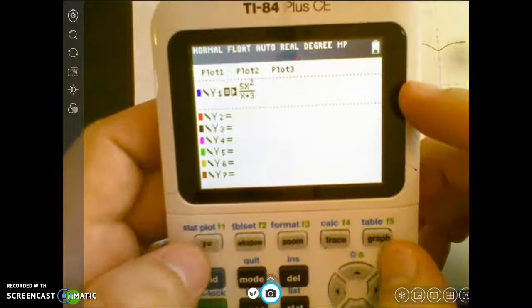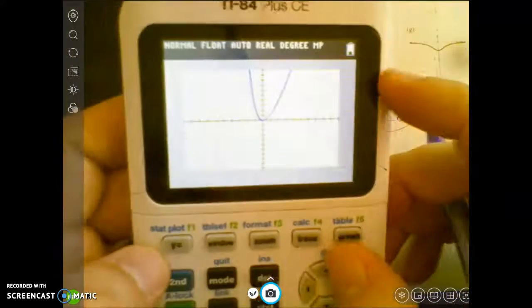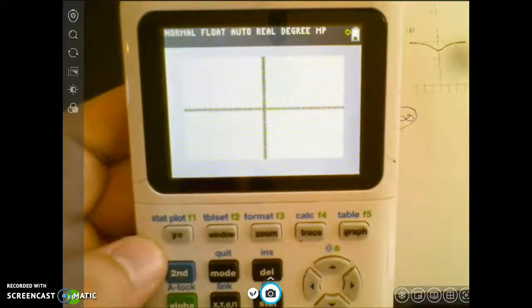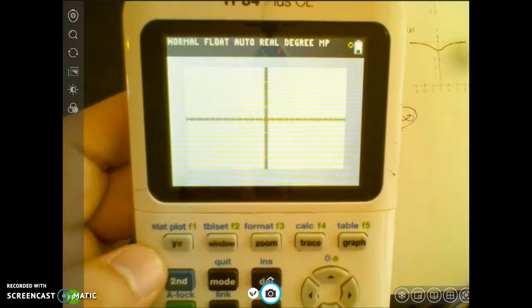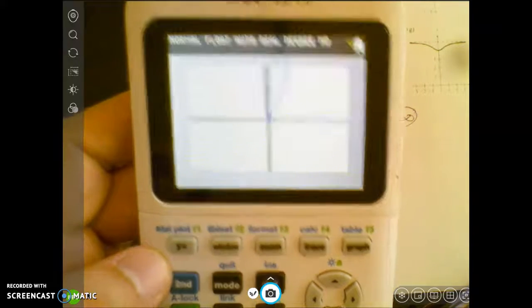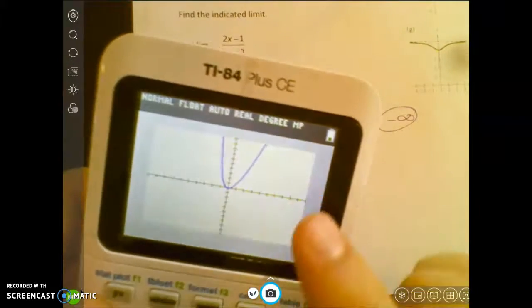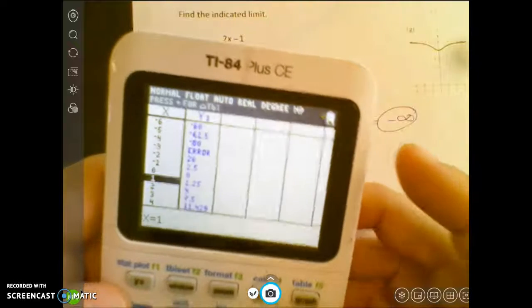Let's see if I type that in right. Zoom out. This is just still going. Alright, hold on. Alright, I'm not crazy, and I'm not a liar, I swear. This graph, I couldn't tell where it went down, so I had to go to the table.